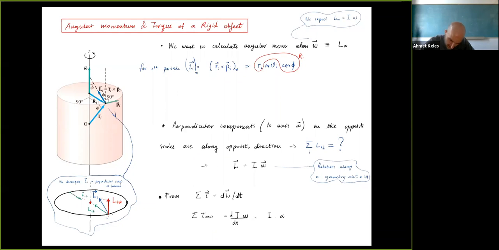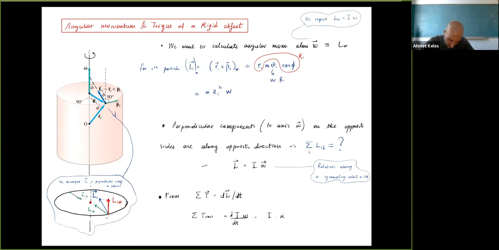And V_i is also equal to, if I have angular velocity omega and my distance to the axis is r, R_i omega. So this whole thing is equal to m R_i squared omega.